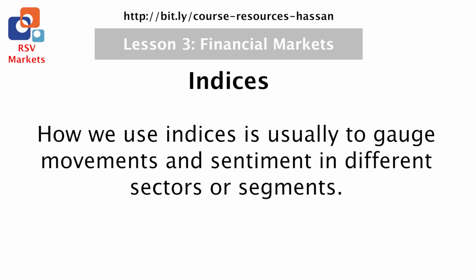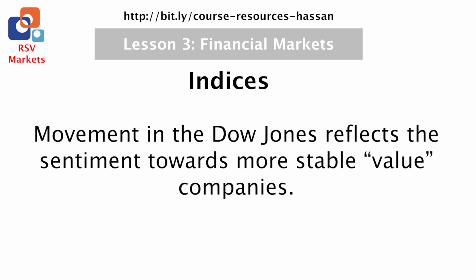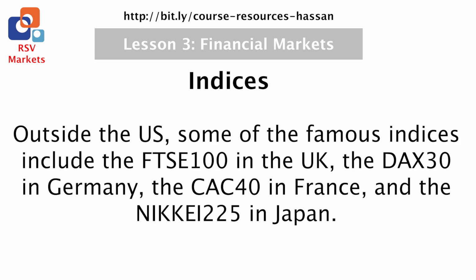How we use indices is usually to gauge movements and sentiment in different sectors or segments. For example, when the Nasdaq is moving, this mainly reflects sentiment towards tech and high growth companies. Movement in the Dow Jones reflects the sentiment towards more stable value companies. Outside the US, some of the famous indices include the FTSE 100 in the UK, the DAX 30 in Germany, the CAC 40 in France, and the Nikkei 225 in Japan.